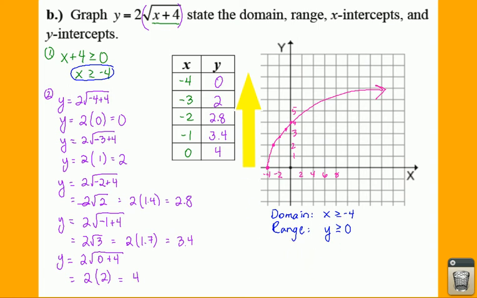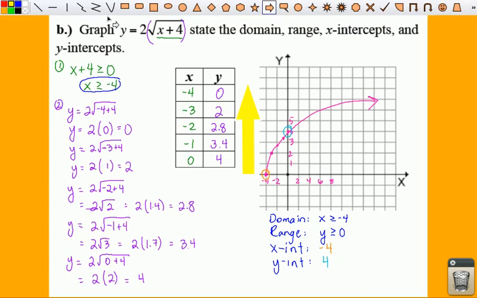Now we need to find our x-intercept and our y-intercept. So your x-intercept, that is this point right there. So that means the x-intercept is at negative 4. Your y-intercept is where your graph crosses your y-axis, so that would be at this point right here, which would be a positive 4. So we finally get our answers, all 4 that we needed after we graphed.